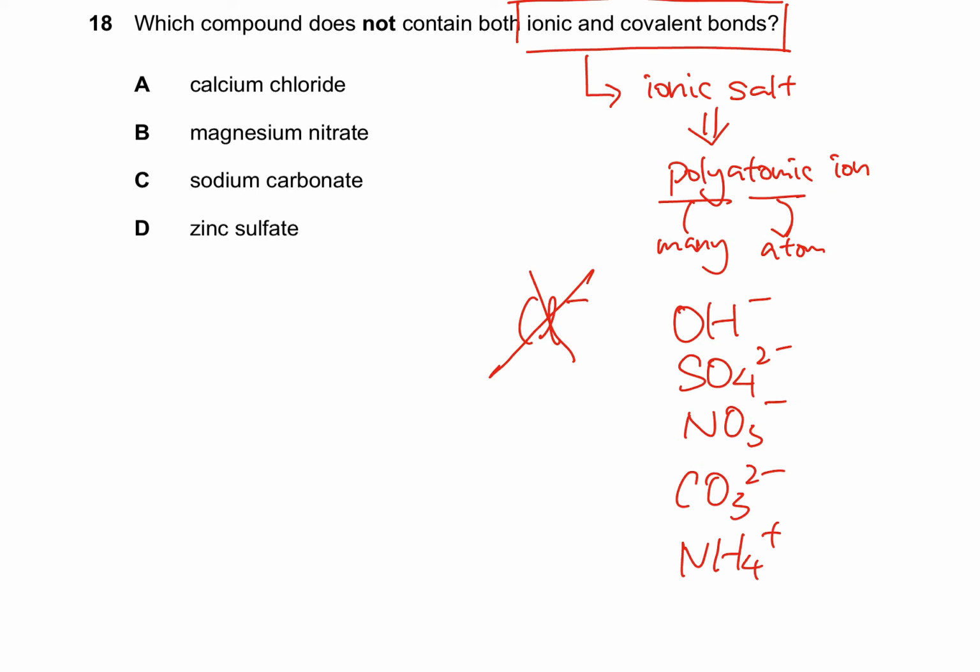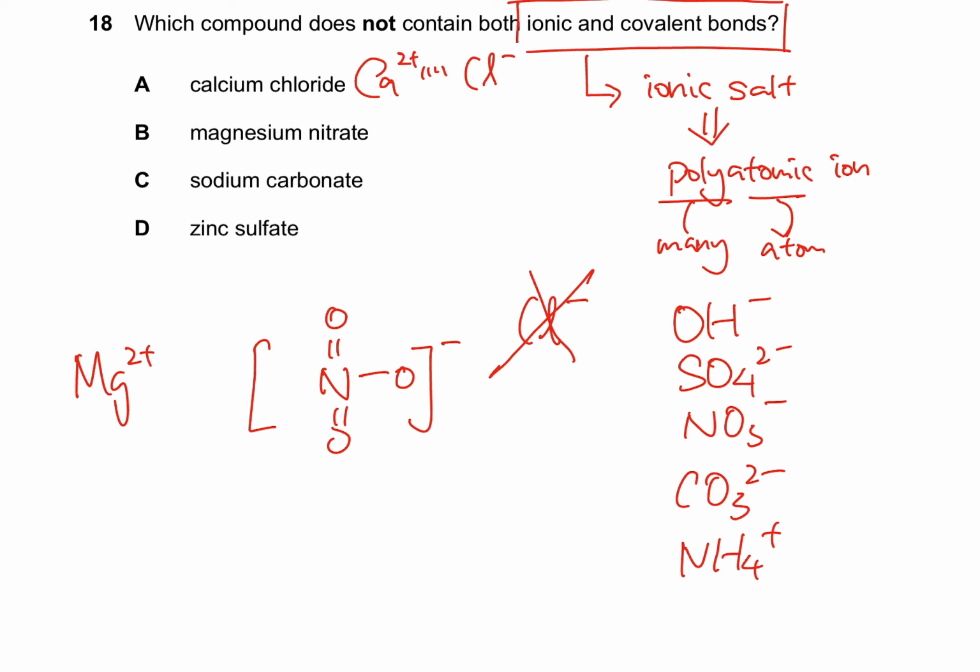So how does this look like? If you look at calcium chloride, you will have calcium ion and Cl minus. So there is only an ionic bond between the calcium and the chloride. There is no covalent bond. However, if we look at something like magnesium nitrate, we have the magnesium ion and we have the nitrate ion, which looks something like this.